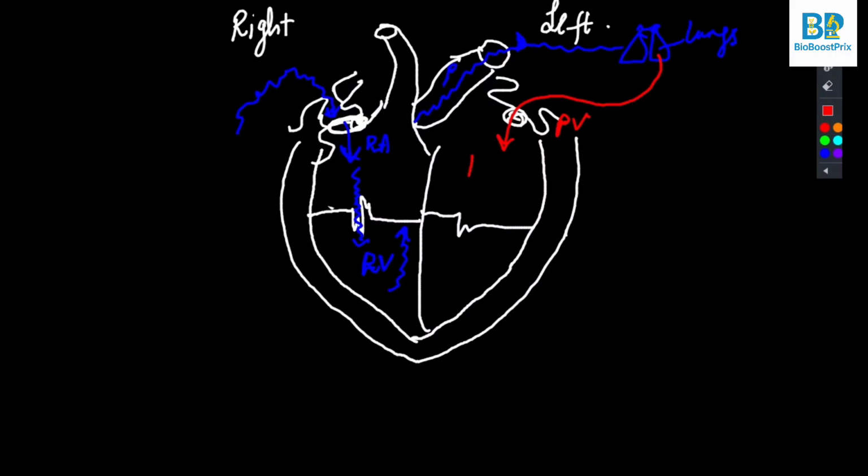Through the pulmonary vein it enters the left atrium, then via the valve it enters the left ventricle, and the left ventricle will pump the blood to the aorta. This one is the aorta, which is the largest artery, and the aorta will take the blood to all parts of the body. So this is the circulation of blood in the heart.